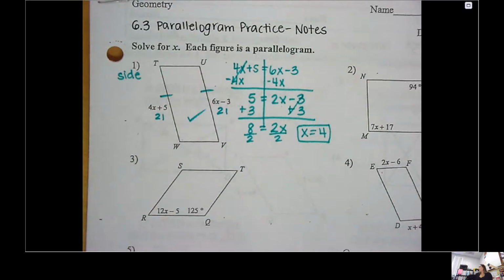And that's it. That's all we're doing today. So it's just algebra with a picture. Your fate. Questions? Feeling good? Easy peasy, right?